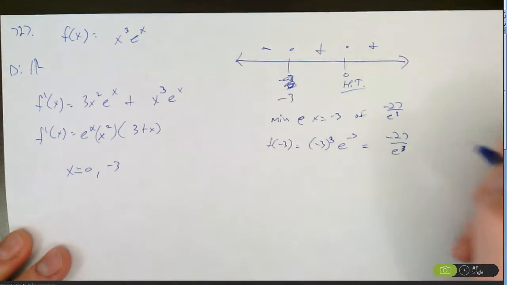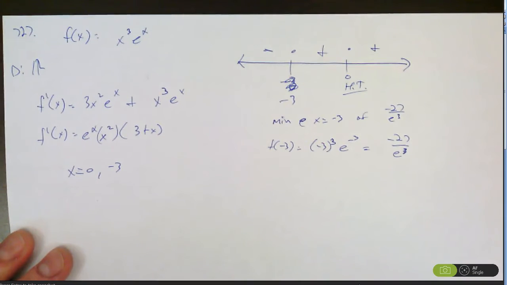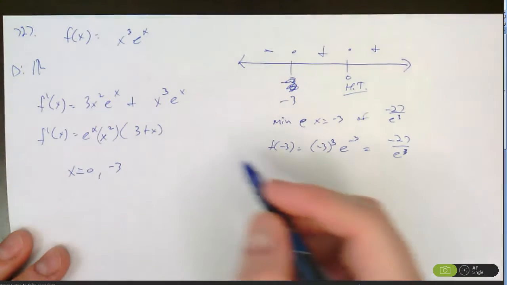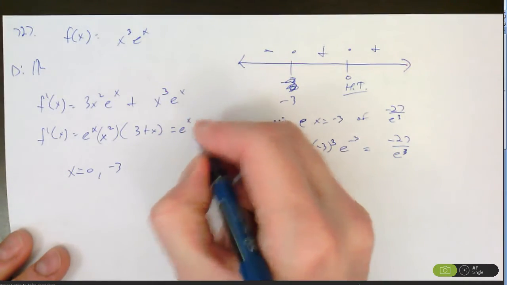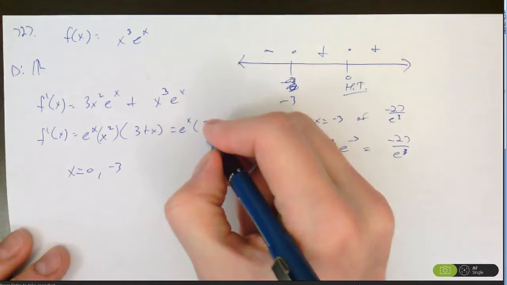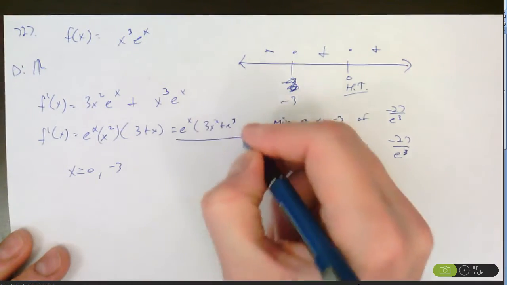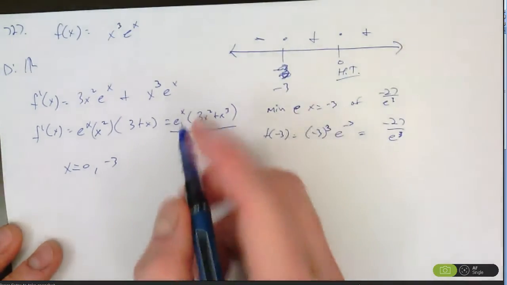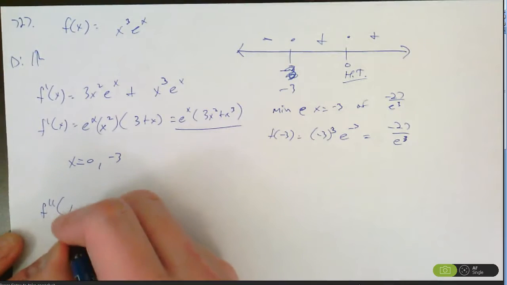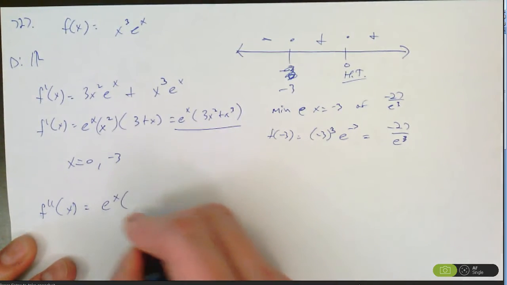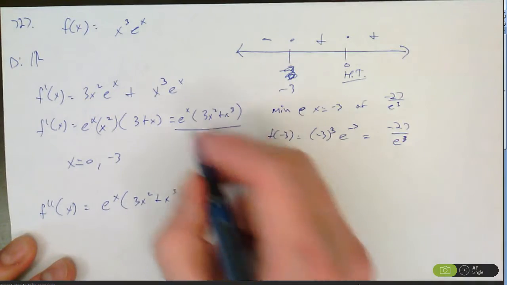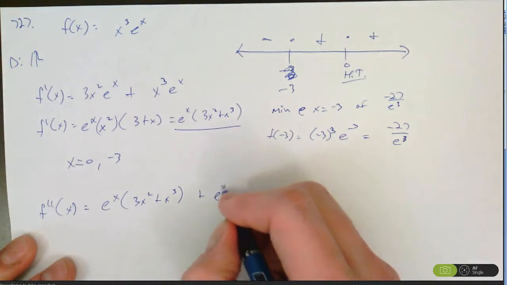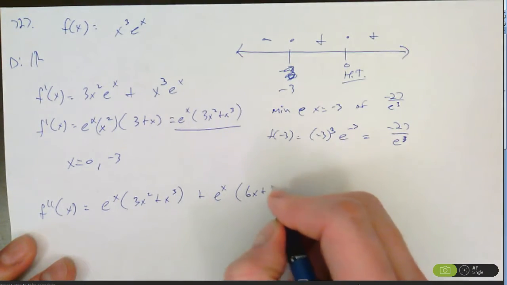Now, the last thing we're going to find then are the inflection points. So this is where this one gets a little ugly. I'm going to make this easiest on myself: make this 3x squared plus x cubed and do a product rule with it. So for the second derivative, e to the x stays e to the x, leave that as 3x squared plus x cubed. Okay. Now the e to the x stays the same. Derivative of this guy is 6x plus 3x squared.